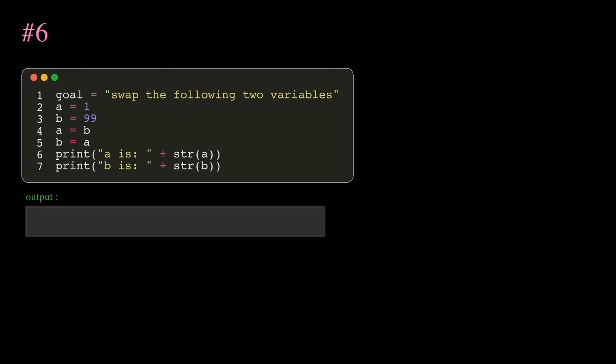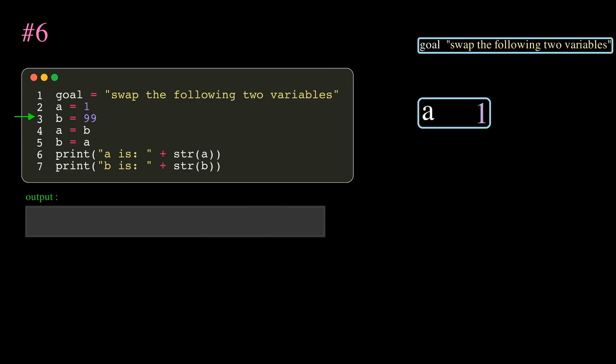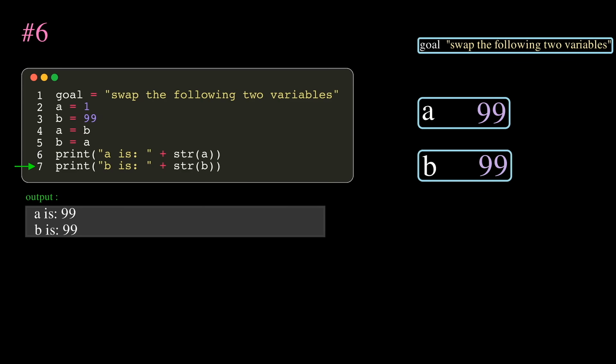Number 6. The last one we have here is a classic, swapping two variables' values. But did this code actually swap though? Nope. The end goal here, after swapping, we should see a is 99 and b is 1. In line 4, a is assigned with value of b, which is 99. So the value of a is 99 now. In the following line, b is assigned with value of a, which is also 99. So in the end, the values of the two variables did not swap. They just both became the value of b.